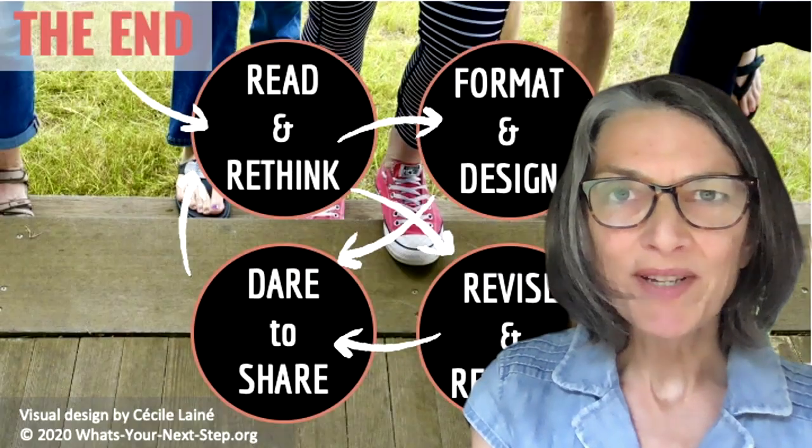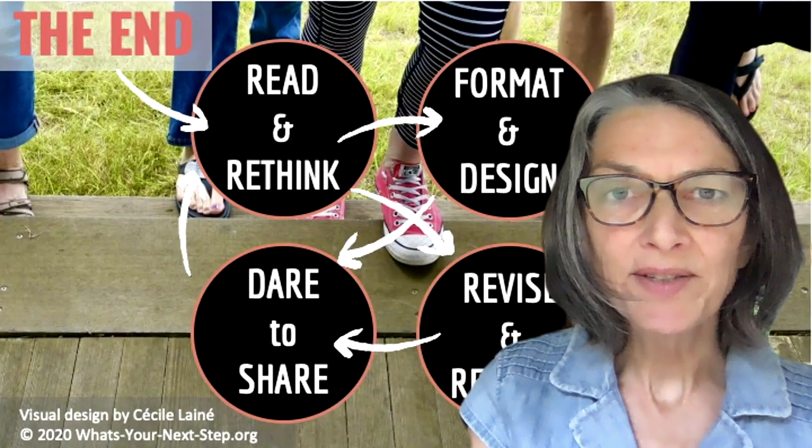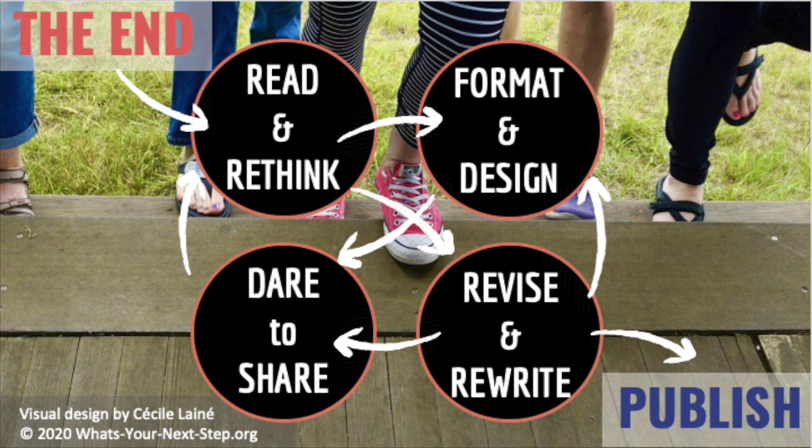So here's the whole process, seen through 4 lenses. We put on the read and rethink lens to be reflective about our writing. Revise and rewrite is active and creative. Dare to share is where the process leaves your hands temporarily and you trust others with your work. And format and design is a creative hands-on stage that uses a whole different part of your brain and can be a welcome relief from the language-focused activity of the other phases. Kirsten likes to call this knitting.